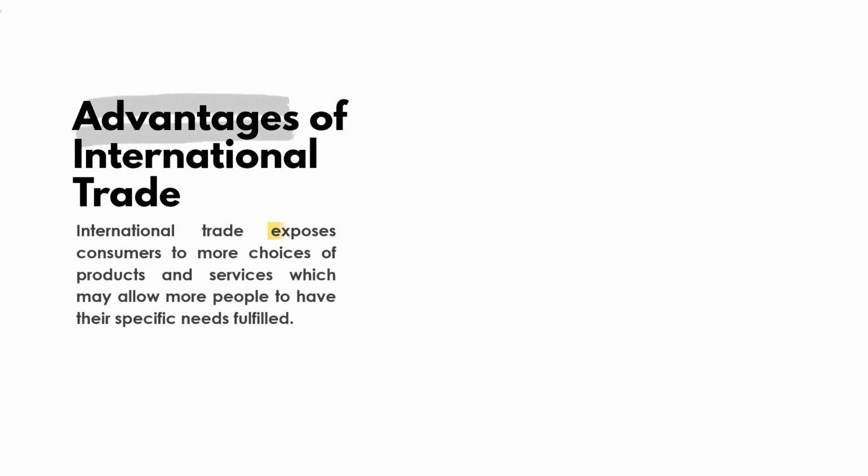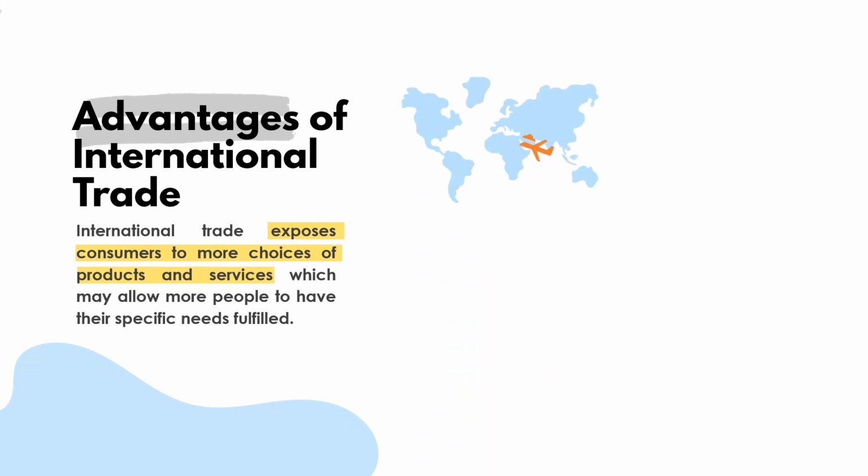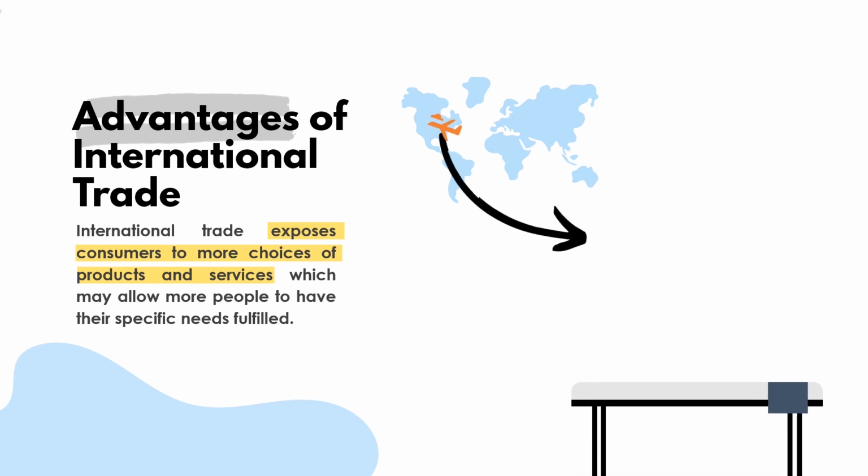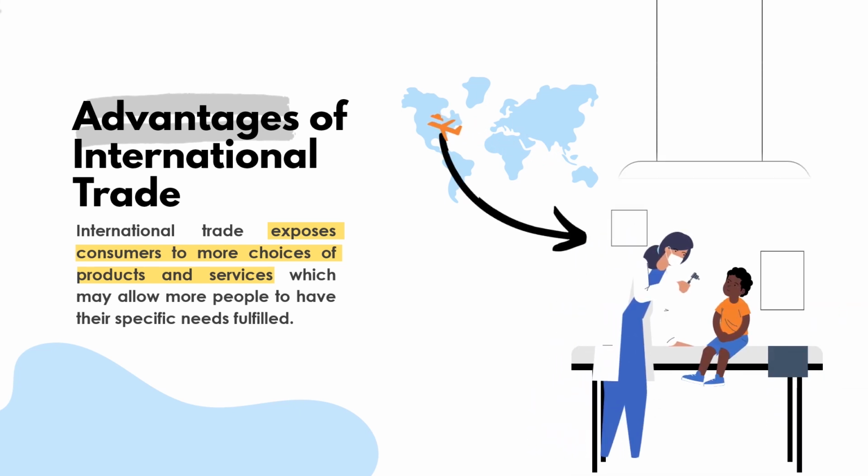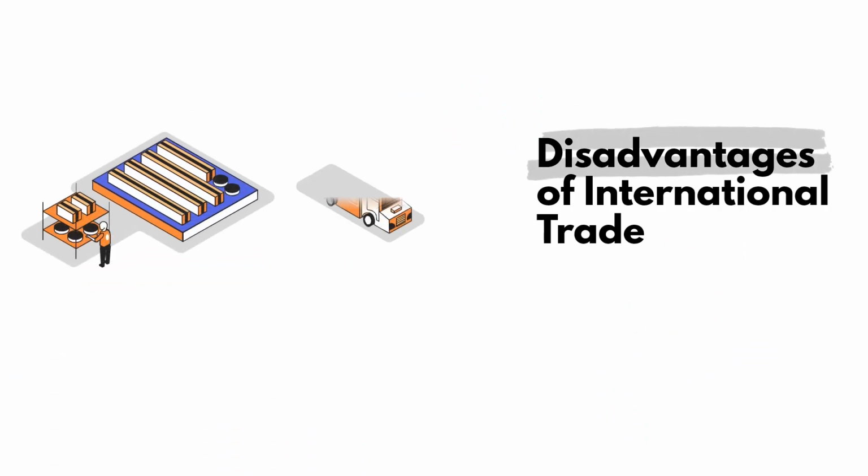International trade exposes consumers to more choices of products and services which may allow more people to have their specific needs fulfilled. For example, a patient needs to be treated for a very rare disease, so they need to go to a country with advanced medical practices. Those are some advantages of international trading. Then are there any disadvantages of it?